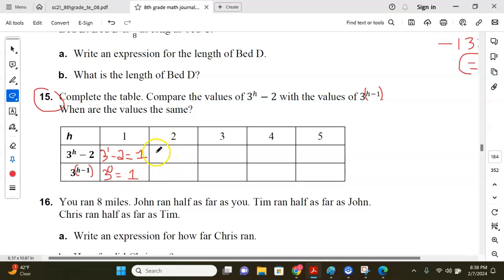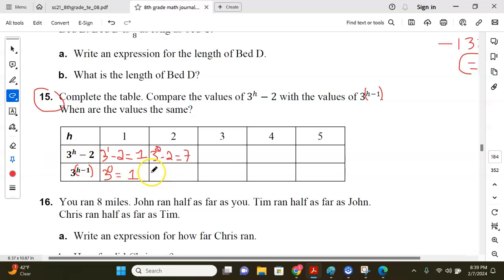All right, and then you have 3 to the h, 3 to the second power minus 2. 3 to the second power is 9. 9 minus 2 is going to give you 7. So the answer is 7 when the input is equal to 2 for the first one.